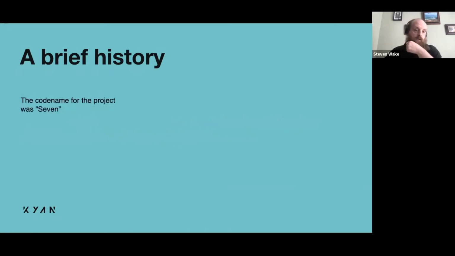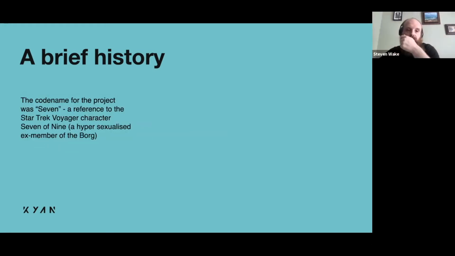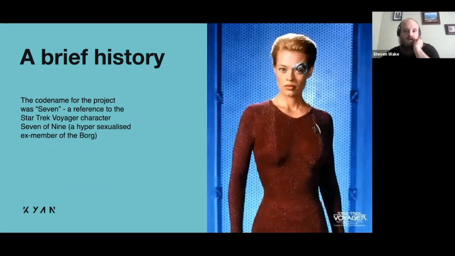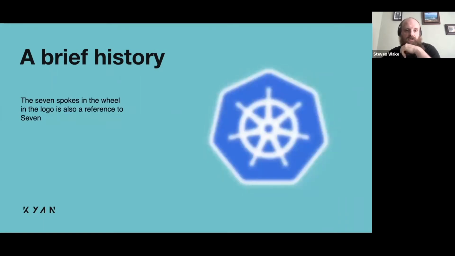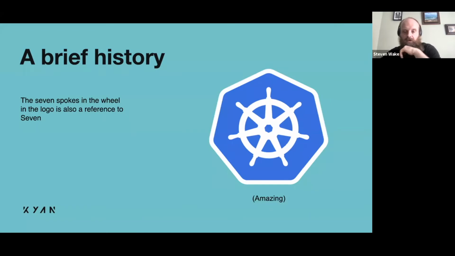The code name for Kubernetes when it was being developed was Seven, and that was a reference to the Starship Voyager character Seven of Nine, who's an ex-member of the Borg, and there she is there. Obviously, they wouldn't be able to call it Seven of Nine, so they have a little nod to it. So the seven spokes of the wheel in the logo is a reference to that, which obviously is amazing.